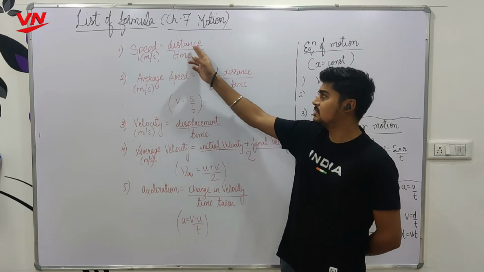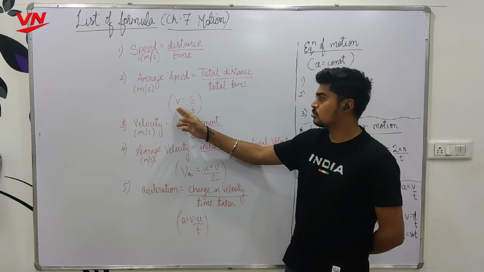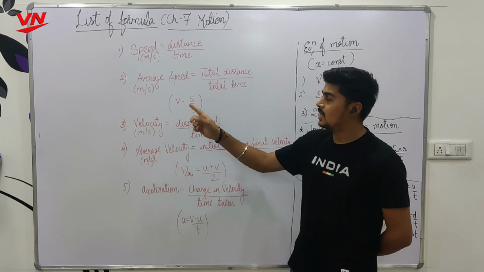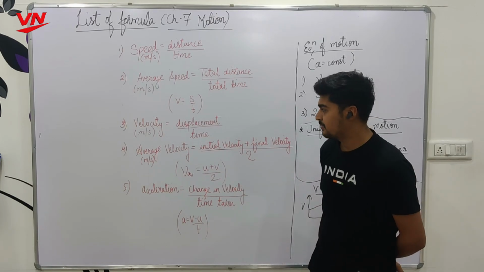Speed is distance per unit time. You can also write it in terms of V is equals to S by T. Here V is your speed, S is distance, and T is the time.